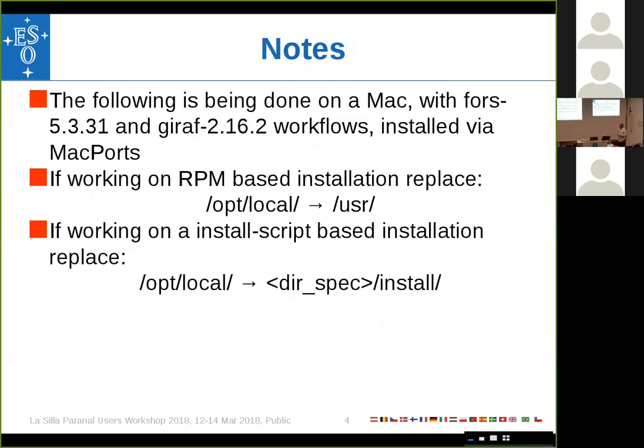I'd like to point out that I developed this on my Mac. So wherever I've got some paths for copying files or so on, and I say opt local, if you're on an RPM installed machine, then replace opt local with /usr. And if you installed this via the install script, then it's in some directory specification wherever you installed it, /install. And then the path name goes on.